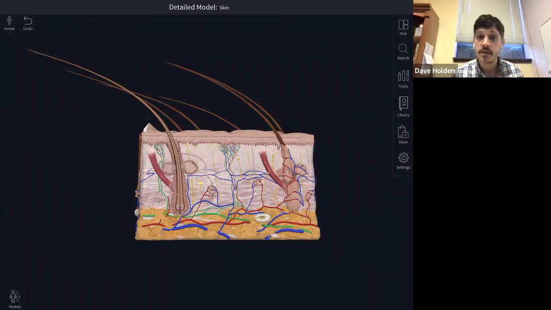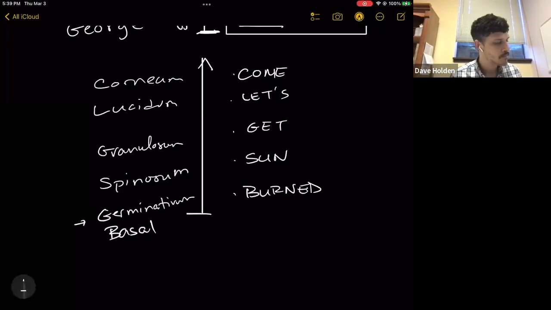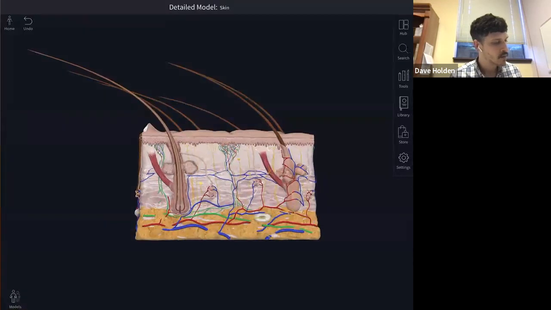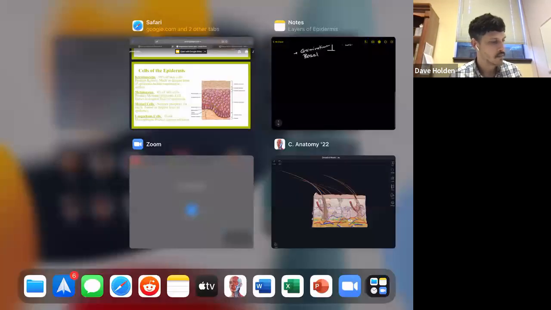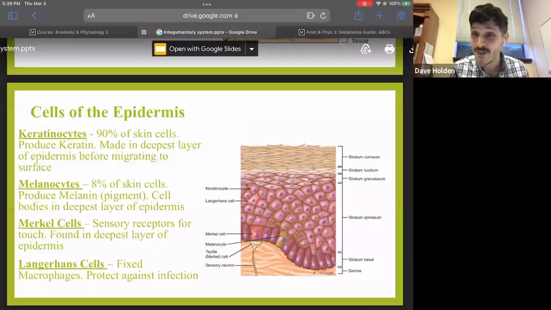Cool. So there's our basic tour of the skin and what's going on. Everybody comfortable so far? Any questions or concerns? Right on. All right, well then away we go.